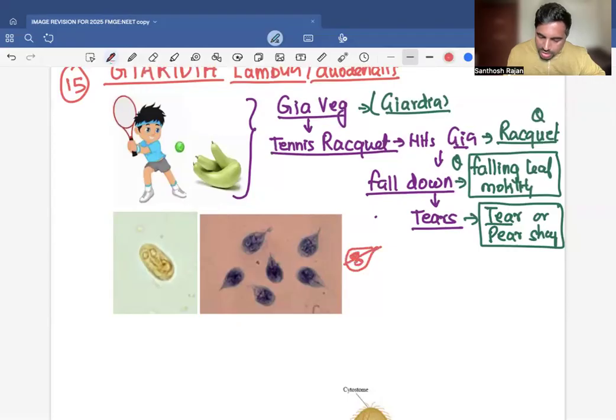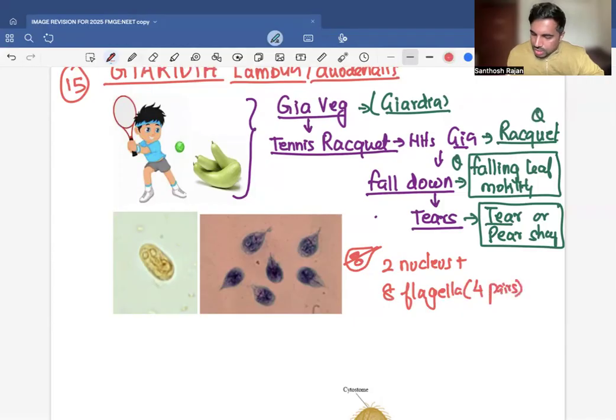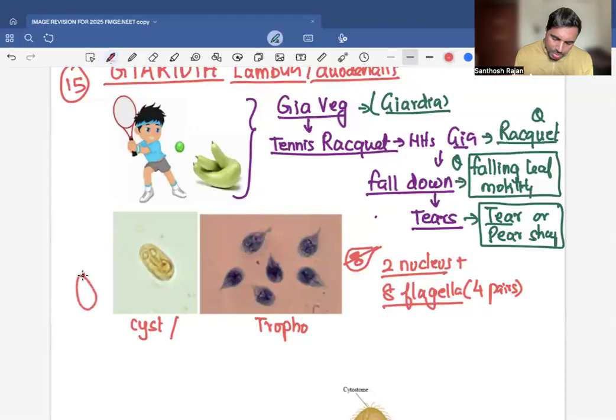Unlike Trichomonas vaginalis, here you see two nuclei, and you will see a total of 8 flagella, 4 pairs. This is very, very characteristic for this one: 2 nuclei and 8 flagella, 4 pairs. That's very, very important. Now, this is the trophozoite, and this is the cyst. The cyst is just oval shaped, quadrinucleate. Sometimes you will see 4 nuclei, or maybe two. Not that characteristic. Usually the trophozoite is commonly asked. The cyst looks like this, oval shaped, whereas Entamoeba is round shaped. 4 nuclei, very simple.